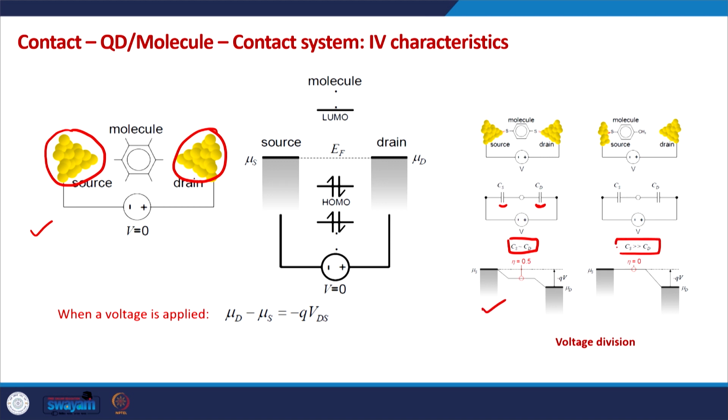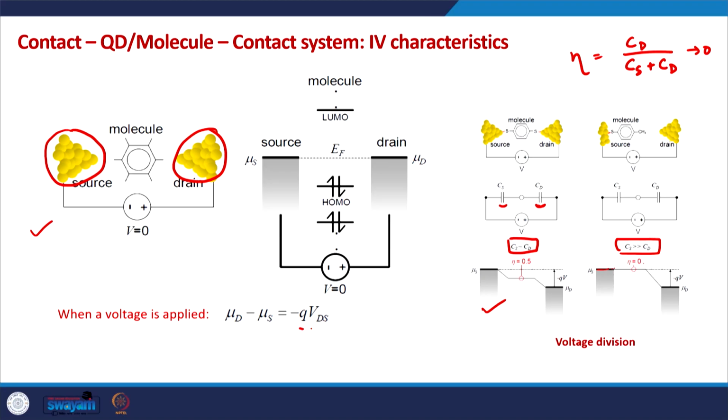If one of the capacitances is large, let's say the molecule is closer to the source contact as compared to the drain contact, in that case this voltage division factor, which we defined in the previous class, given as CD divided by CS plus CD, tends to 0, and almost the entire voltage drops across the molecule-drain interface and not across the source-molecule interface. Accordingly, we can understand the electron transfer in these devices.